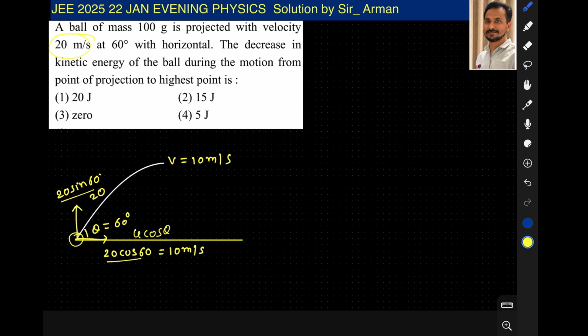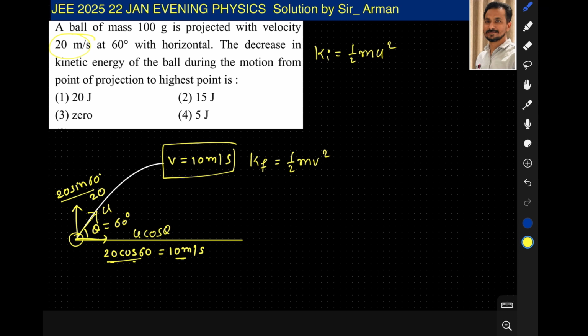So u cos theta, with the initial velocity given as 20, so 20 cos 60 is 10 meter per second. This is the velocity in the horizontal direction. Now the initial velocity of the object is u, the net velocity is u. So the initial kinetic energy is half m u square. Now when the object reaches the highest point, its kinetic energy, that is K final, will become half m v square.